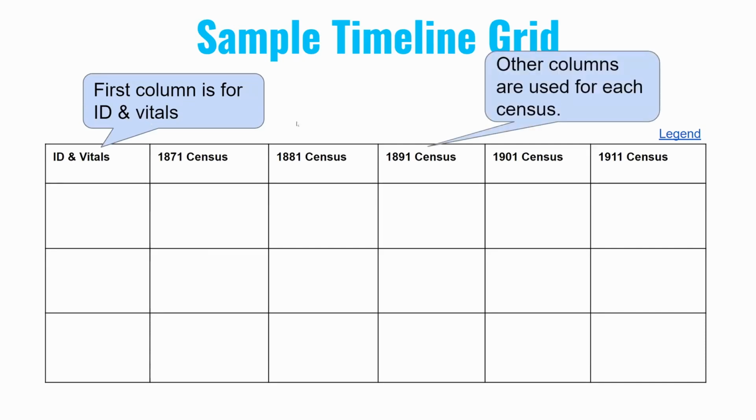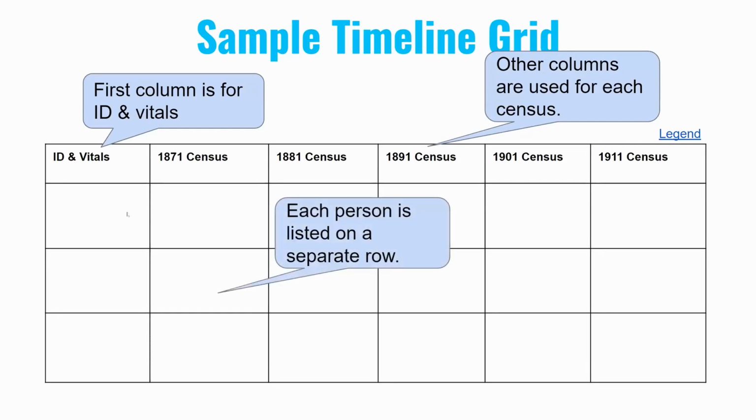The other columns are used for each census in which you expect to find the family. And then each person is listed on a separate row. I've had friends that tried to actually combine multiple people on a row, and it just got really unwieldy, mainly because in censuses, usually the family members vary from census to census, right? There'll be kids who weren't alive in 71 and then they are alive in 81. You have kids that left the house, a spouse might die, that type of thing. So even though it might seem like that would be extra effort, it is easier to have each person listed on a separate row.